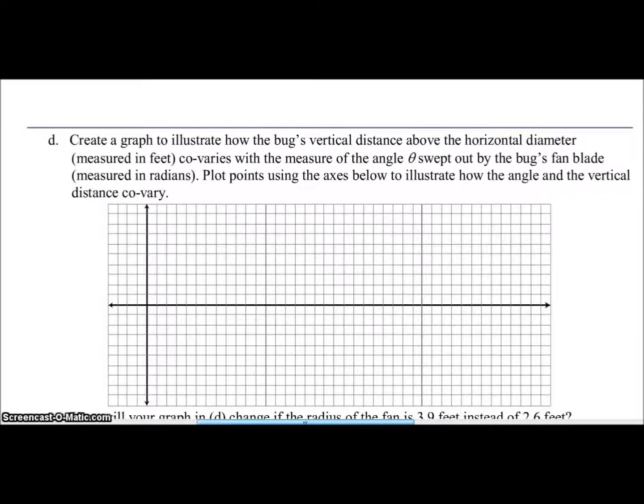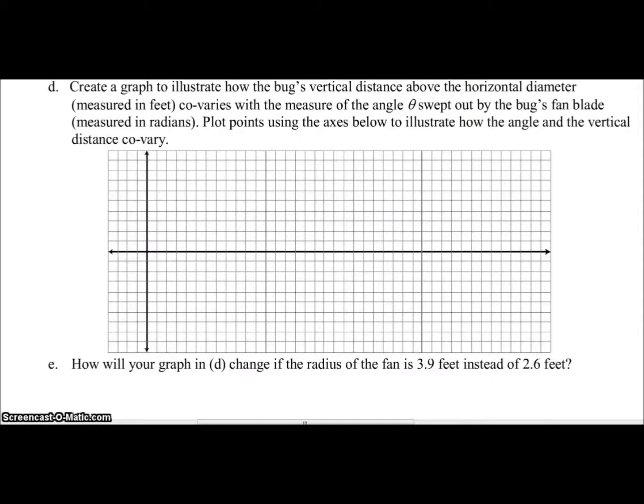Create a graph to illustrate how the bug's vertical distance above the horizontal diameter, measured in feet, co-varies with the measure of the angle theta swept out by the bug's fan blade, measured in radians. Plot points using the axes below to illustrate how the angle and the vertical distance co-vary.